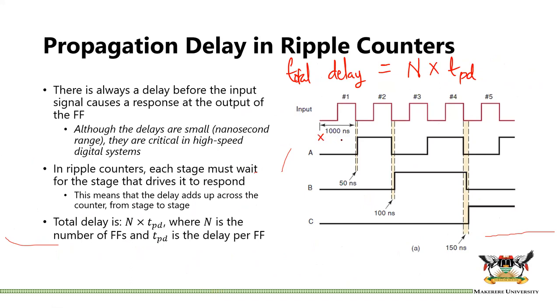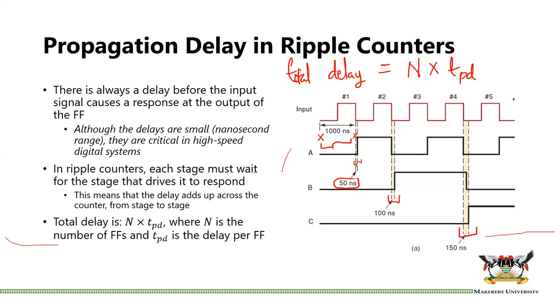Let us look at an example like this. You have your clock signal maybe changing, but there is a small delay that A suffers. So maybe that clock pulse takes 1,000 nanoseconds and you have a 50 nanosecond delay. But now if I'm considering B, B will suffer its own delay and the delay of A, right? So it will suffer 100 nanoseconds. And now C will suffer the delay of its own flip-flop, plus the delay at B and the delay at A, which is 150 nanoseconds.